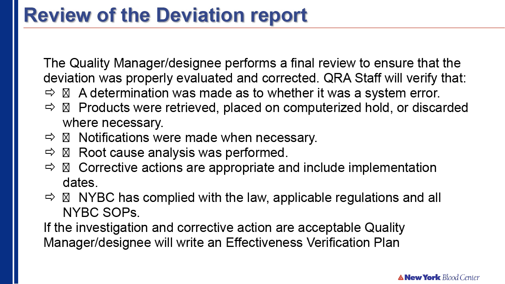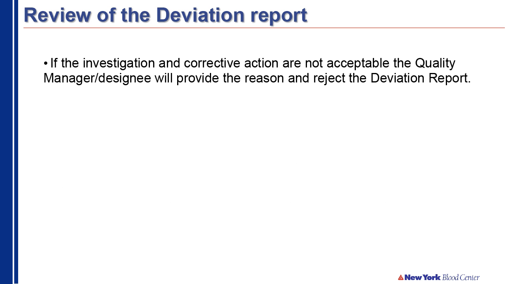If all of these elements have been met, the deviation will be approved and quality will create the effectiveness verification plan. If during the quality review the elements previously mentioned are not supplied in the deviation, the report will be rejected with a reason. The deviation will be returned to the department for additional work based on the feedback.